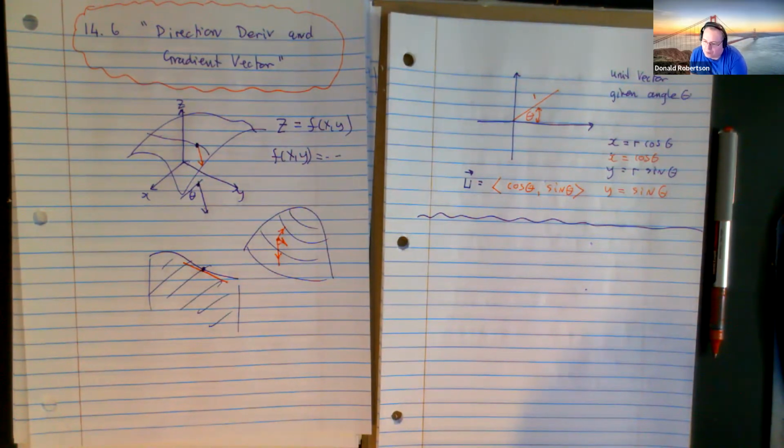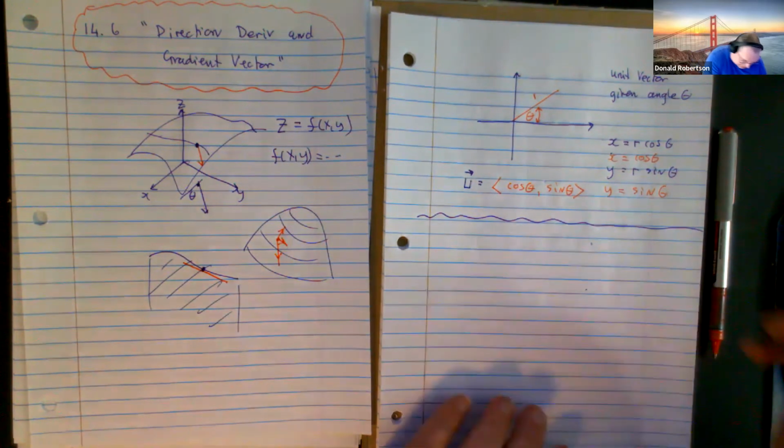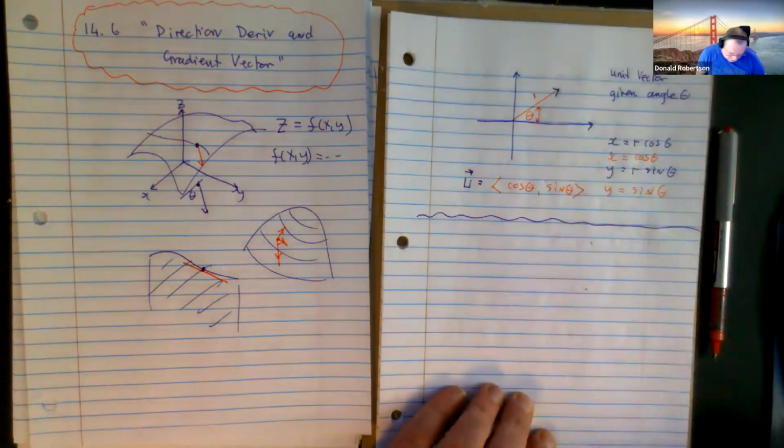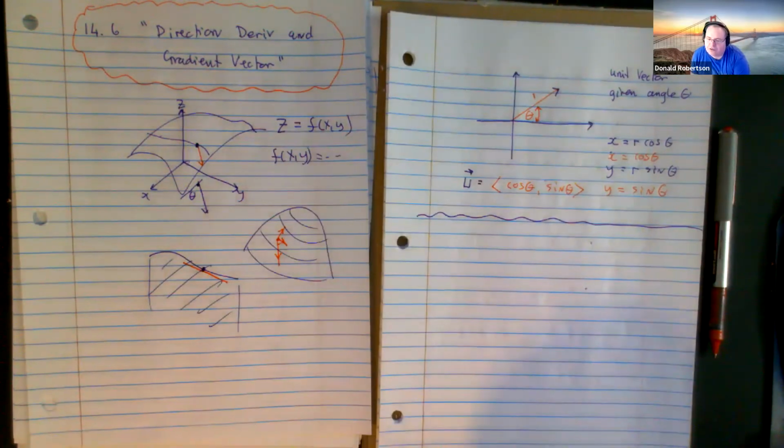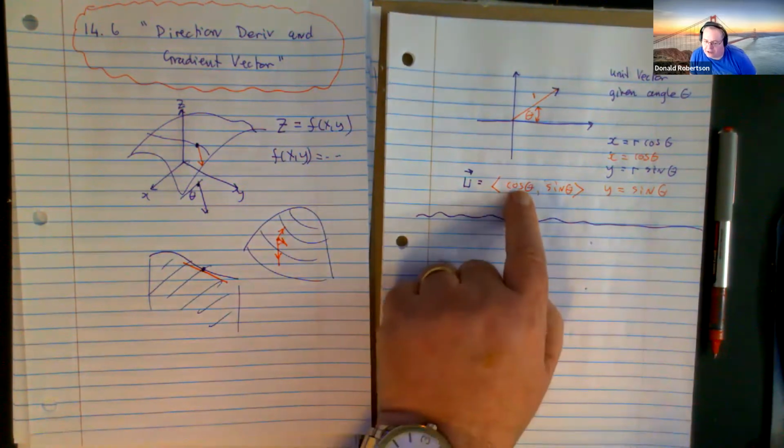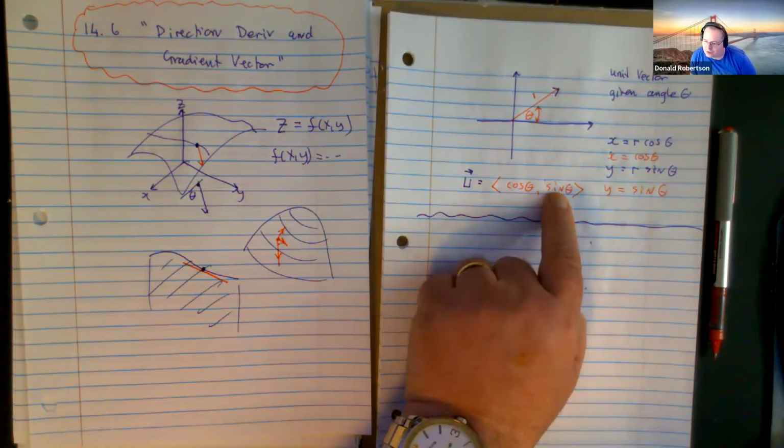Are you comfortable with what I just did there? It's very general. If you want a unit vector pointing in a certain direction, so it makes an angle theta with the x and y axis, as it does here, and that it's 1 unit long, then its x component is this number and its y component is that.